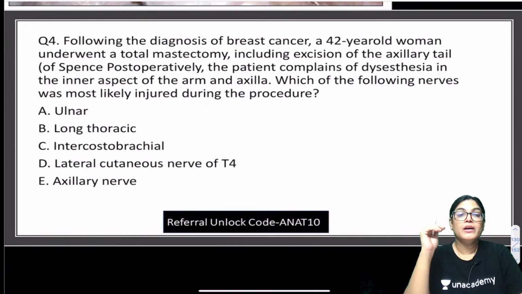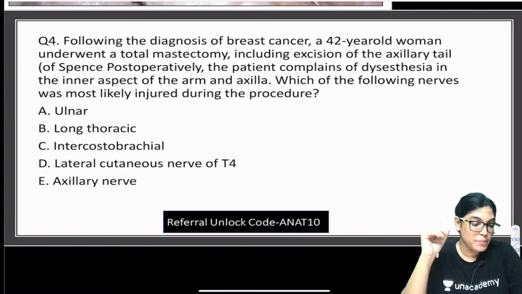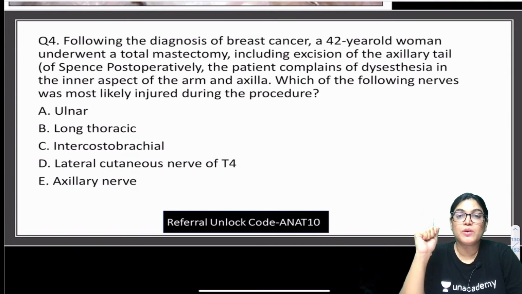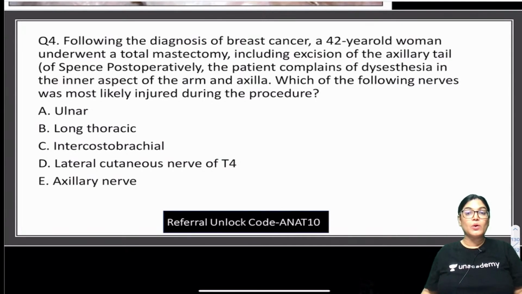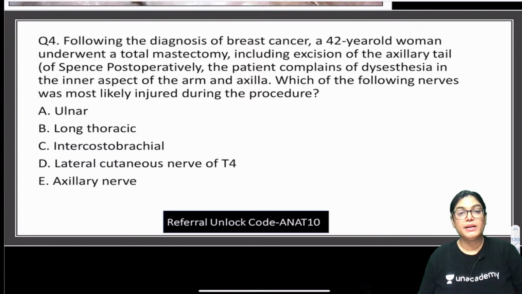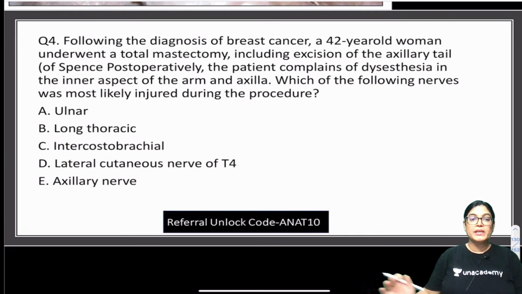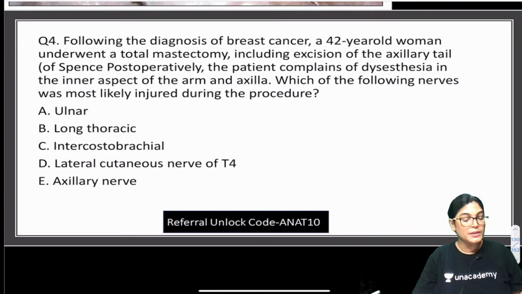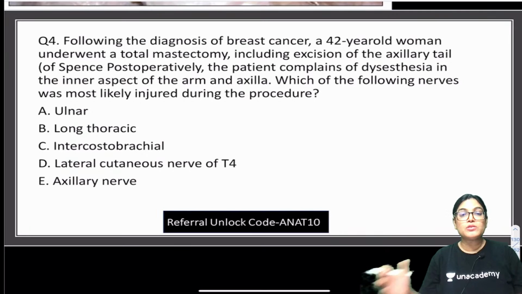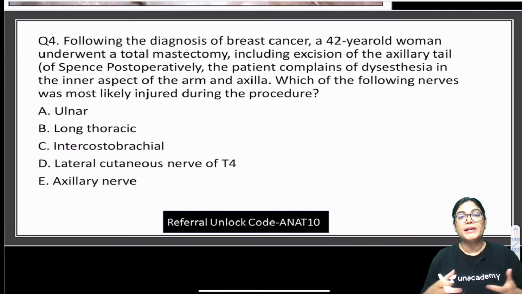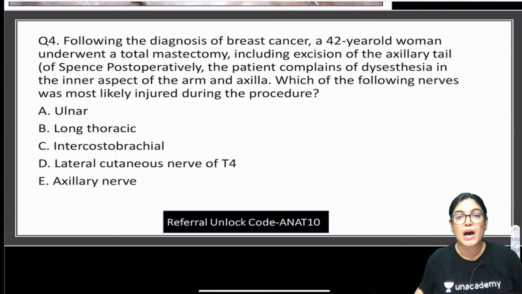MCQ number 4. Following the diagnosis of breast cancer, a 42-year-old woman underwent a total mastectomy, including excision of the axillary tail of Spence, which extends more superiorly from the outermost quadrant of the breast. Post-operatively, the patient is complaining of dysesthesia in the inner aspect of the arm and axilla.